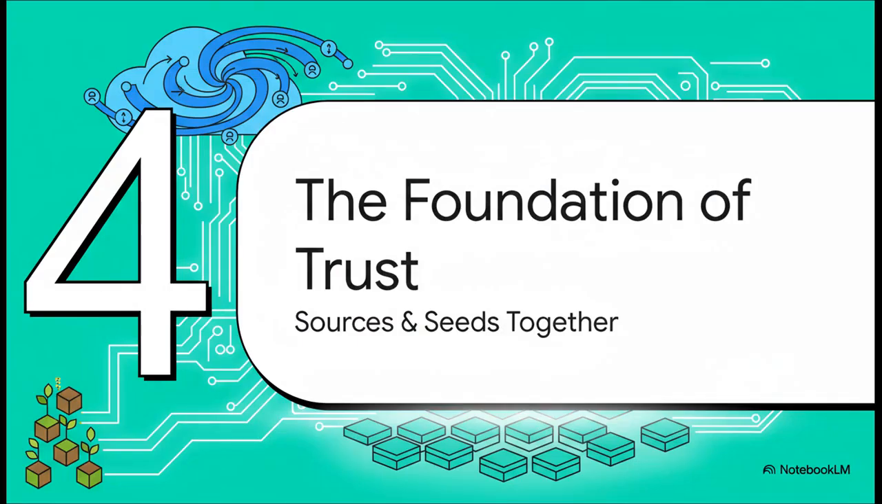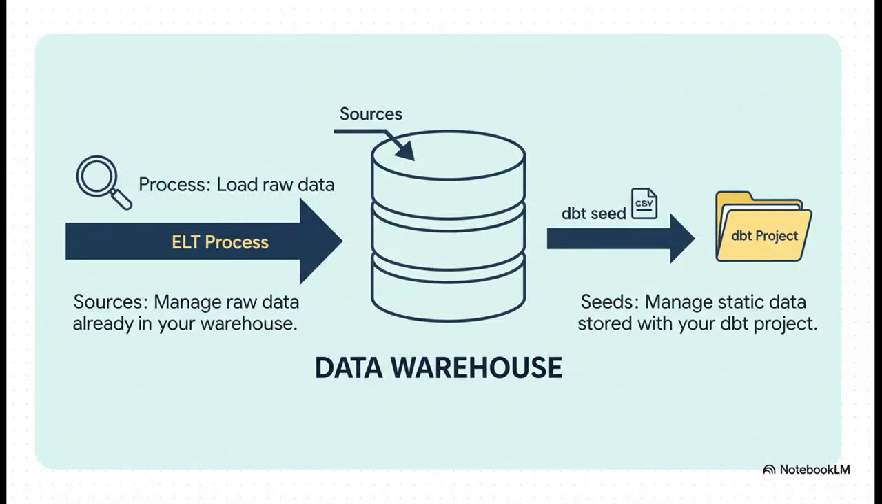So let's bring it all together now. Sources and seeds. These are not competing ideas. They are two complementary tools that work together to form the rock-solid foundation of any trustworthy dbt project. If you remember one thing from this explainer, let it be this. Use sources to manage the raw data that your ELT tool has already loaded into the warehouse. And use seeds to manage those small static reference files that live with your dbt project and version control.